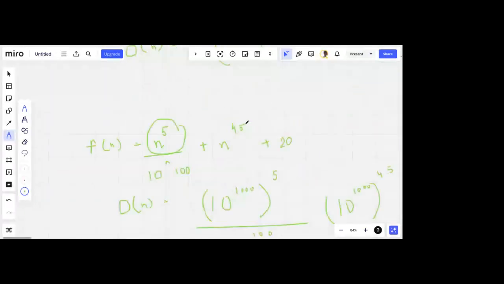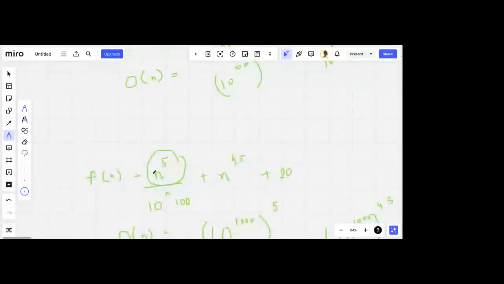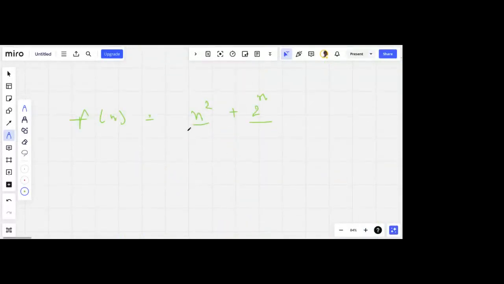For all this, it is easier because all of this is power of n. So you know that the highest power of n will be bigger. But here, n square is bigger or 2 to the power n is bigger? Okay, people are saying n square is bigger. Now, guys, you will be surprised, but let's see this. Okay, so this is n square, this is 2 to the power n.